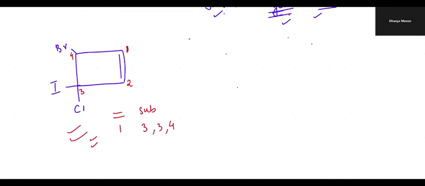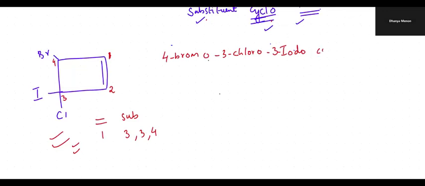We will follow the alphabetical order because there are 3 substituents there. 4-bromo, 3-chloro, 3-iodo. See, I'm following the alphabetical order because there are 3 substituents. Then we use the primary prefix cyclo, root word but, first position the double bond, but-1-ene. Okay.